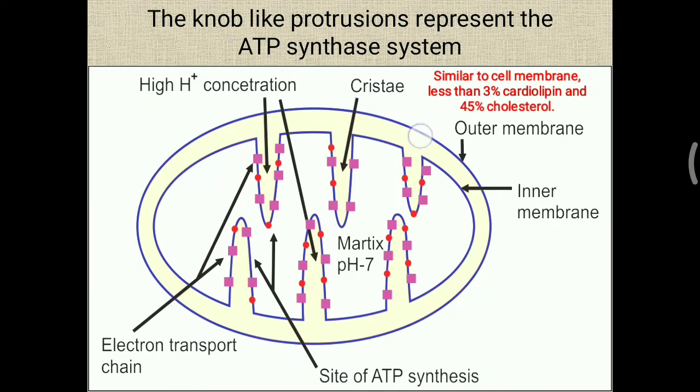Further, this outer membrane is quite similar to the cell membrane. Less than 3% cardiolipin and 45% cholesterol are present in the outer membrane, which is similar to the cell membrane, because the production of proteins of this outer membrane is under the control of chromosomal or nuclear DNA, while the inner membrane contains 22% cardiolipin and no cholesterol, and is under the influence of mitochondrial DNA.